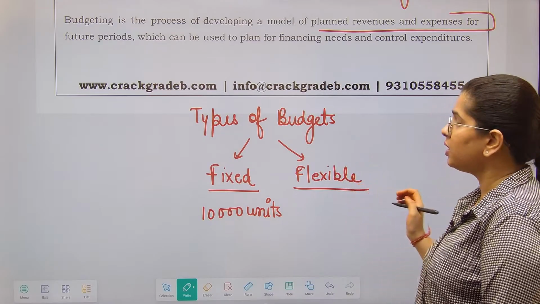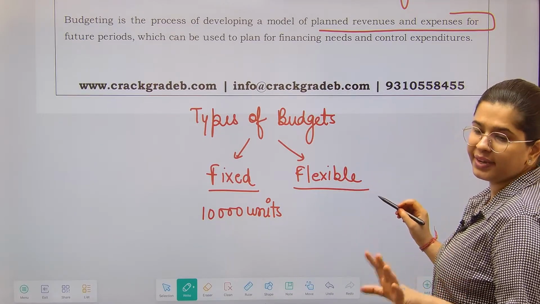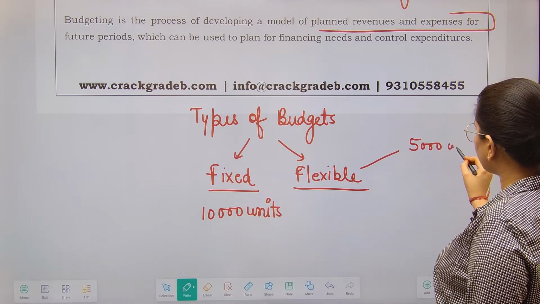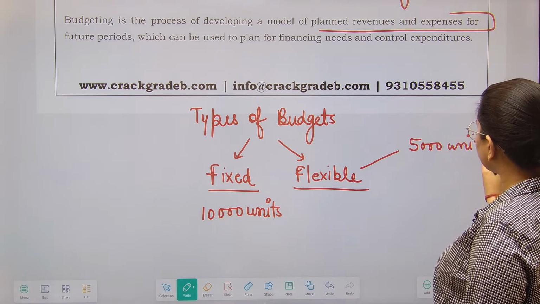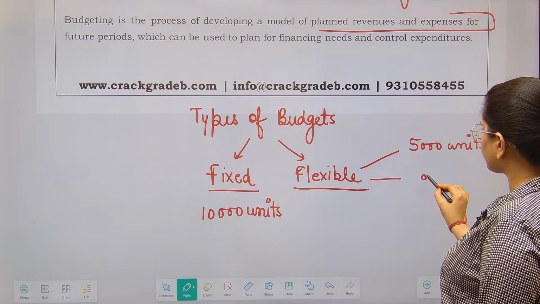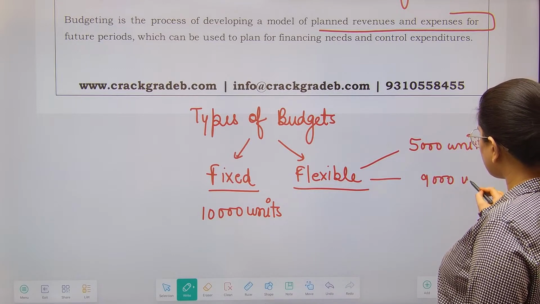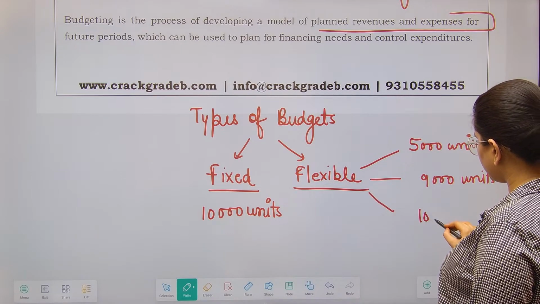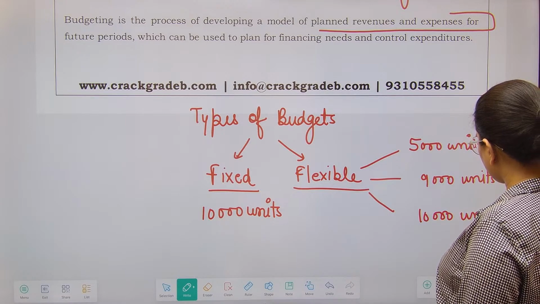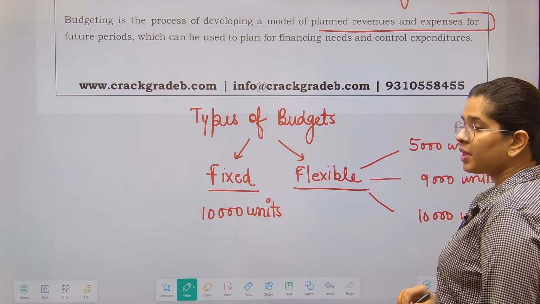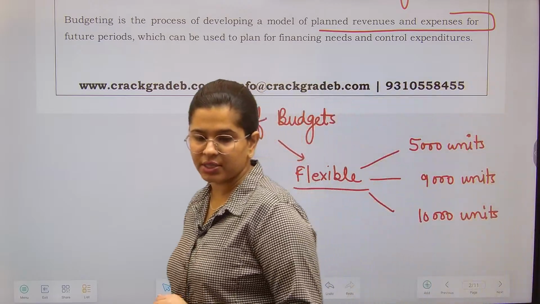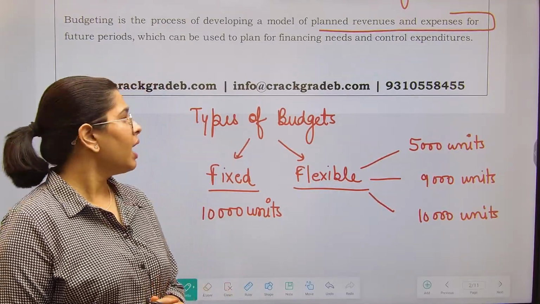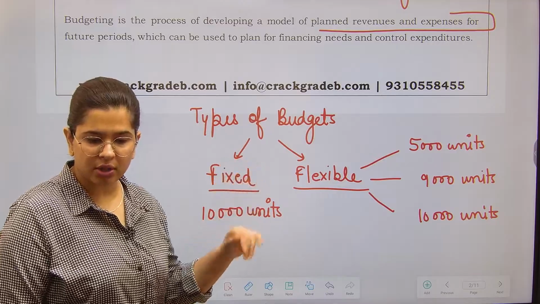Whereas in flexible budget, you have made 3 different budgets. So you have said, what if my production is 5,000 units? What will be the cost? What if my production is 9,000 units? And what if my production is 10,000 units? ठीक? So you have made 3 different budgets at different quantities. So this is called flexible budgeting. ठीक है? Now this is the one type of budget which is based on the quantity.